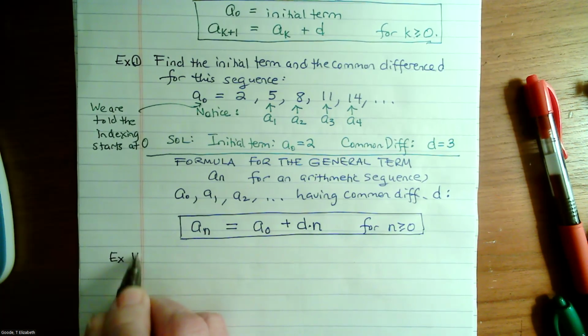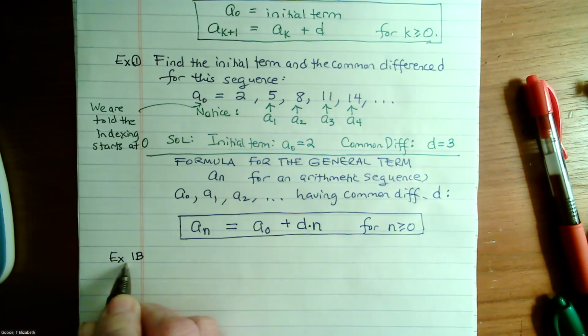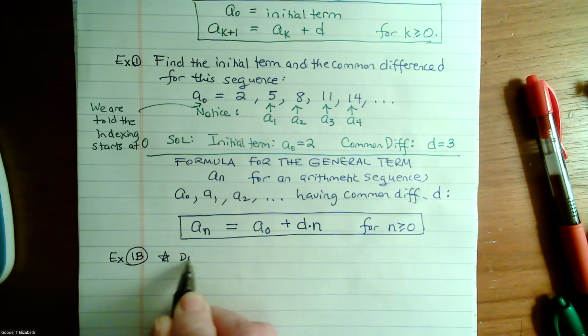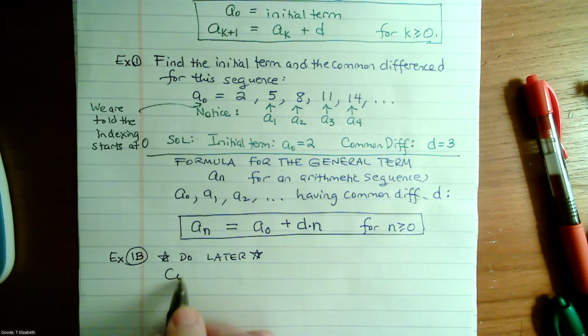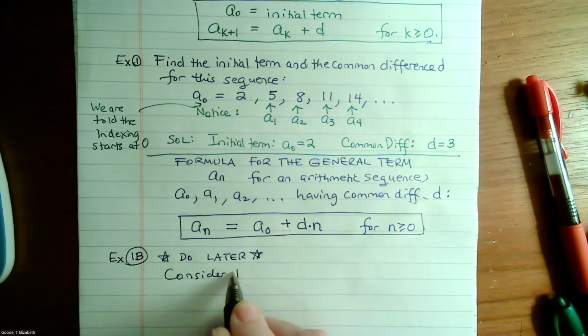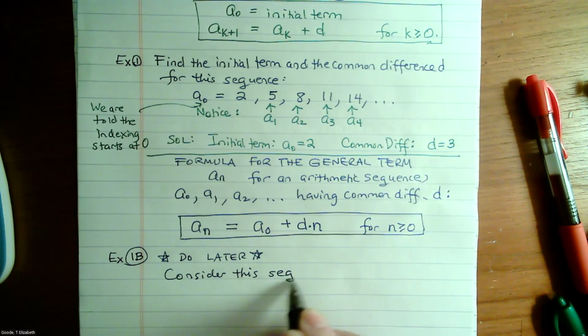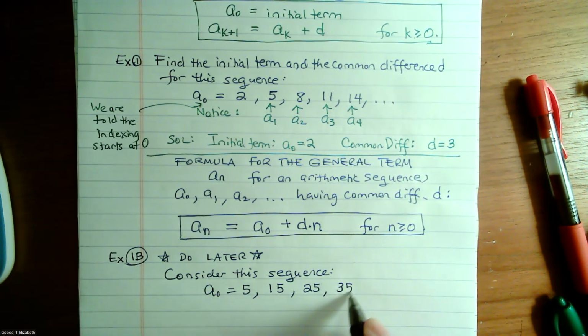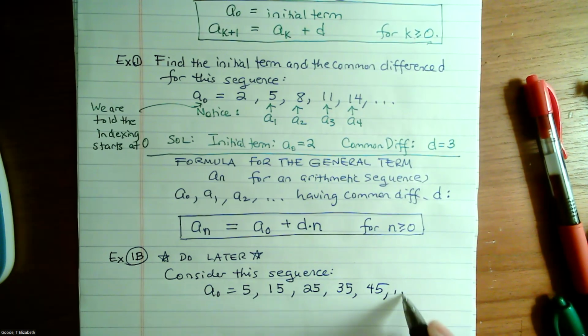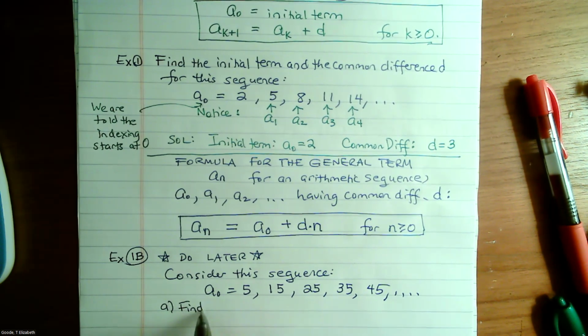So here's an example. I'll call it 1b, and you can do this later. Consider this sequence. A naught is 5, then 15, 25, 35, 45, So for part A of this do later, find the initial term and the common difference.